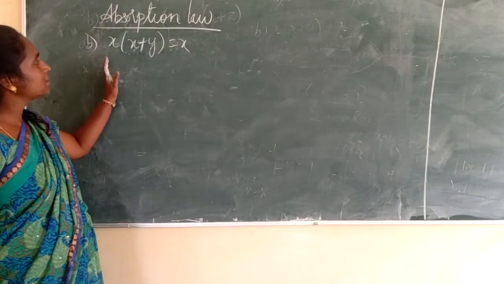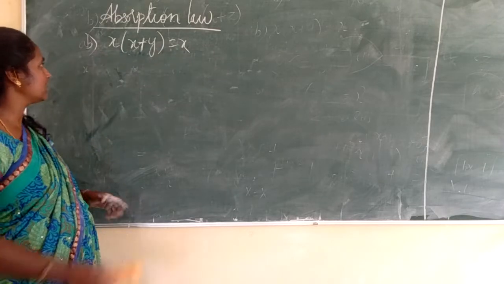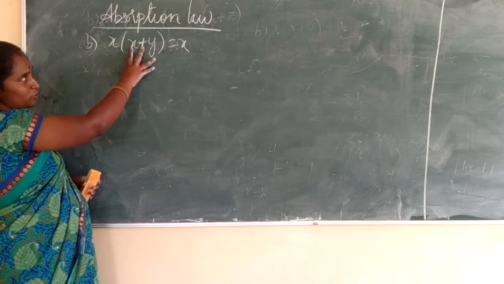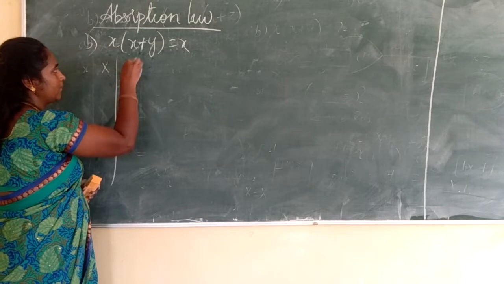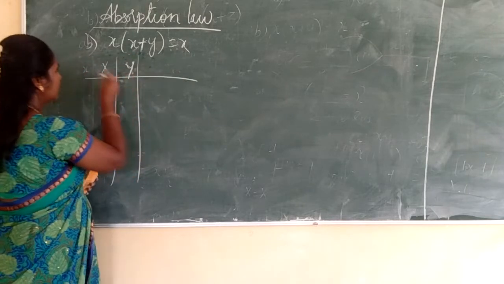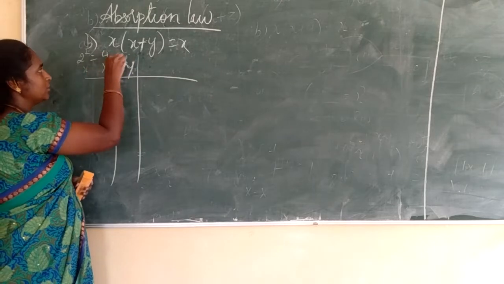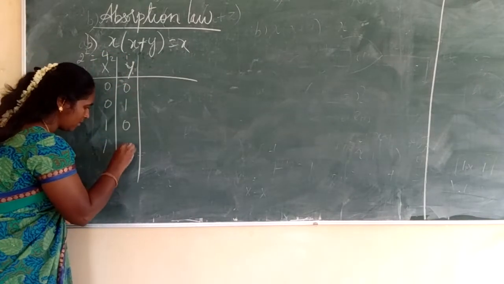So we'll prove using a truth table: your LHS should be equal to your RHS. Looking at this, how many variables are here? Only 2 variables, x and y. So 2 inputs. 2 squared is 4 possible ways of inputting: 0 0, 0 1, 1 0, 1 1.